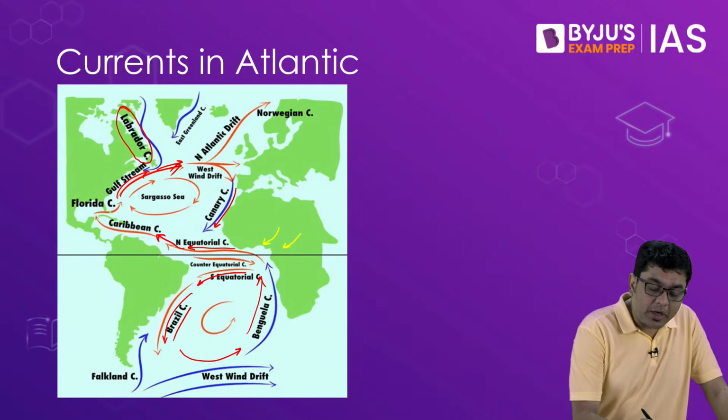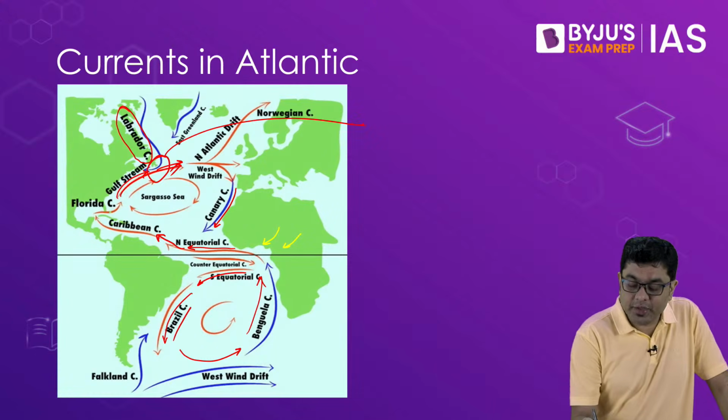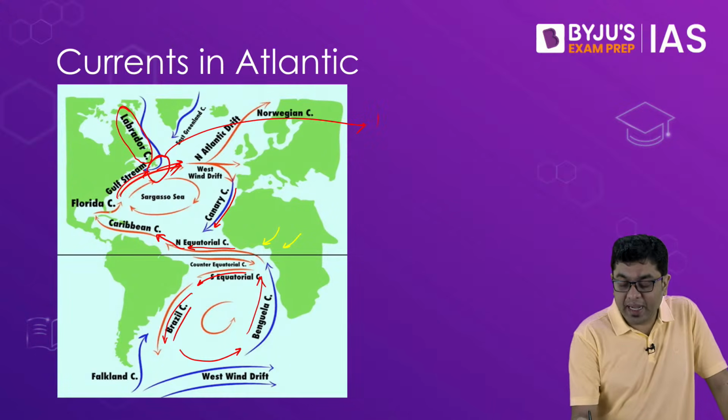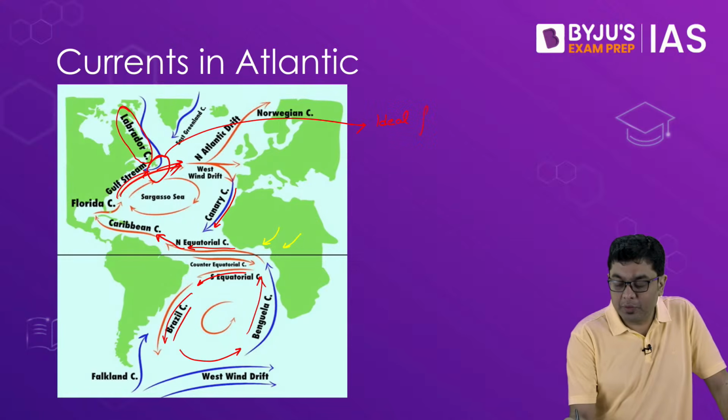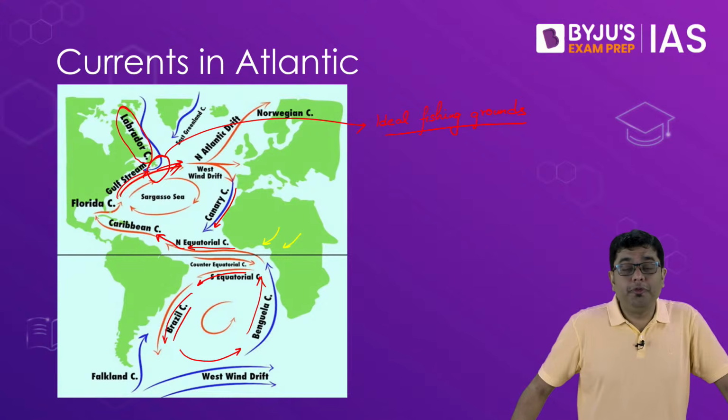Now this Labrador current meets with the Gulf Stream, and this creates a condition which leads to the formation of ideal fishing grounds. Wherever you have the cold and the warm ocean currents, when they meet, that is very, very ideal for fishing activities. Okay?